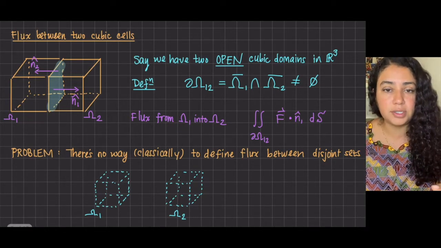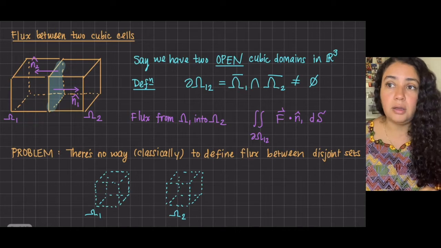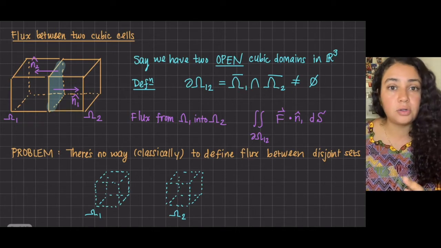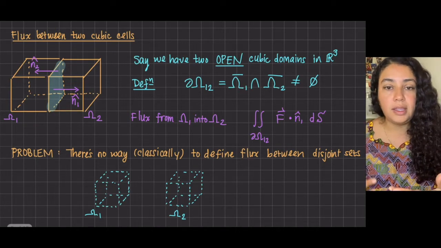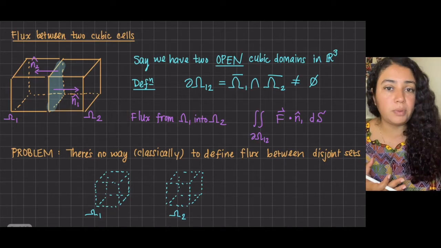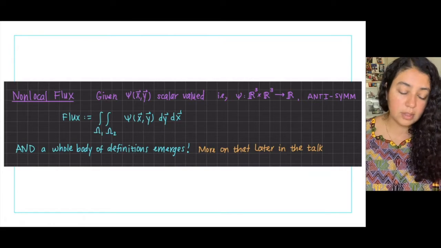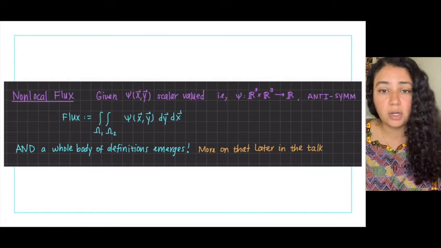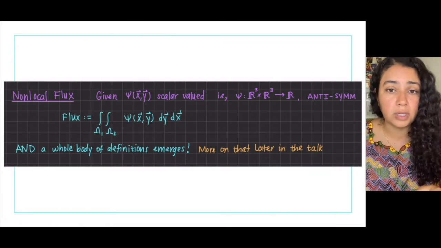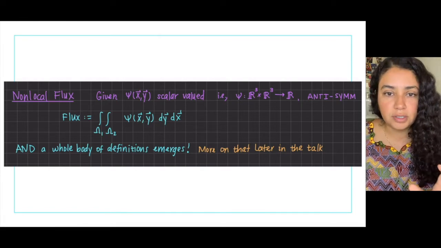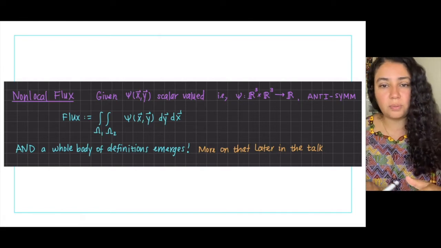But in other situations, in other modeling situations, or just mathematically in general, you might be curious to know if there's any influence from omega 1 towards omega 2. And this is where we have an opportunity to define a non-local flux. And now we're starting to enter that non-local domain.